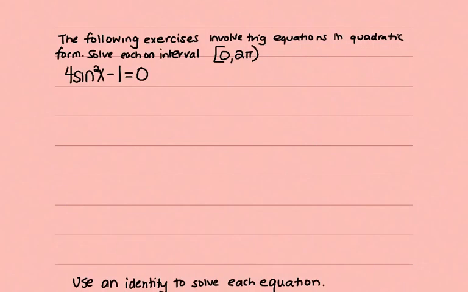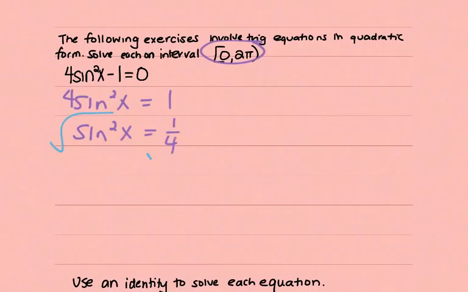Then it gets easier. The following exercises involve the trig equations in a quadratic form. Solve each on an interval. All that means is that there's a squared in there, okay? So I'm going to do the same thing I did, but this time I have an interval of 0 to 2 pi, so I don't have to add my 2 pi k. So I would get 4 sine squared x equals 1. Divide by 4. Sine squared x equals 1/4.